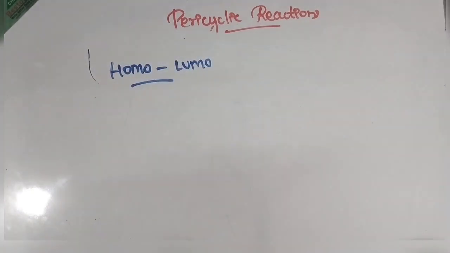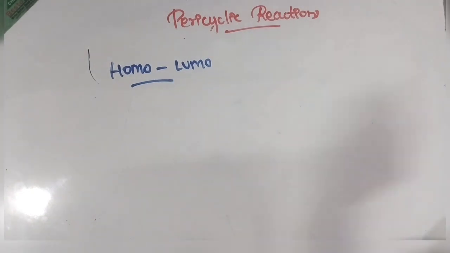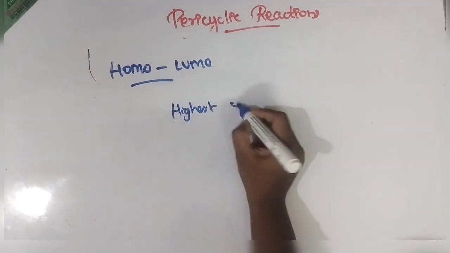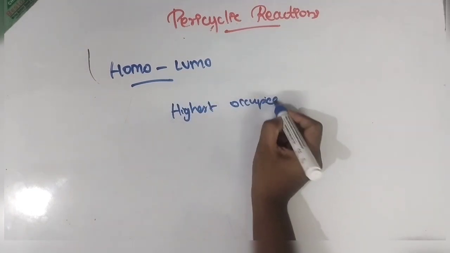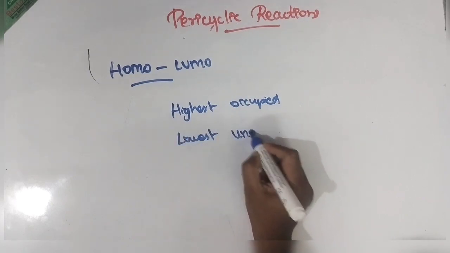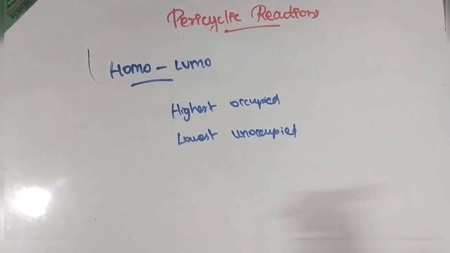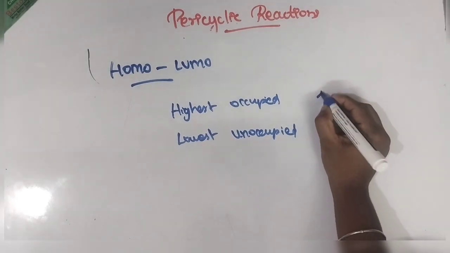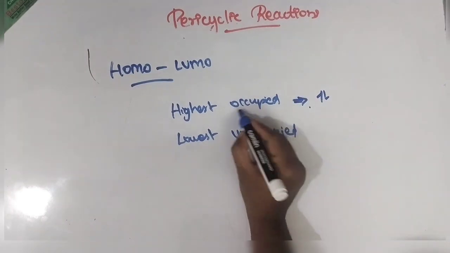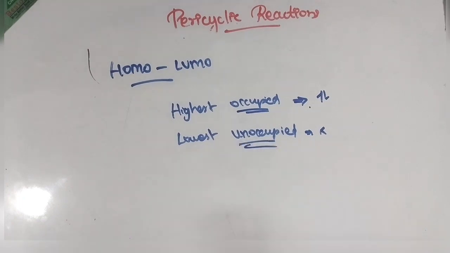First of all, what is HOMO? It is nothing but highest occupied molecular orbital. What is LUMO? It is lowest unoccupied molecular orbital. What is occupied and what is unoccupied, in the sense, if an electron is present, that is known as occupied. If an electron is not present, then it is known as unoccupied.